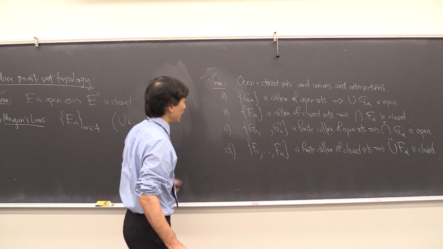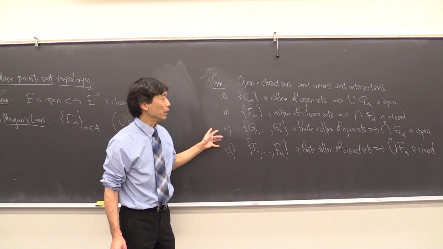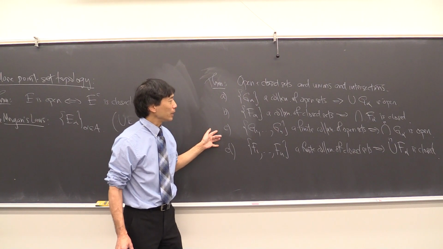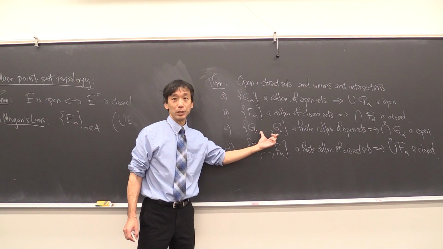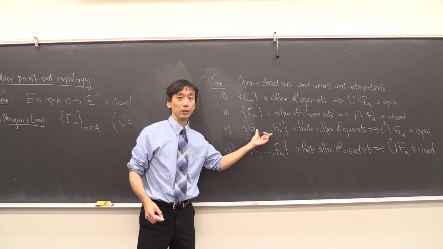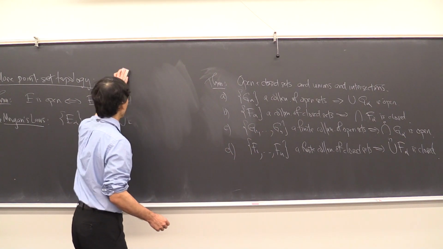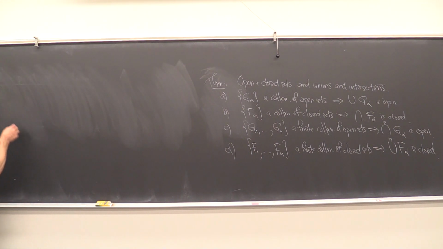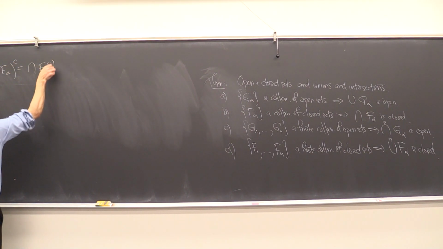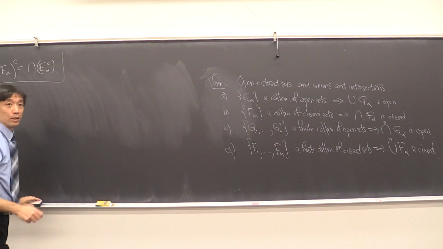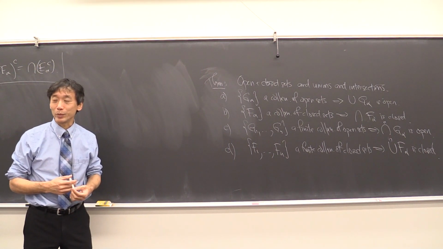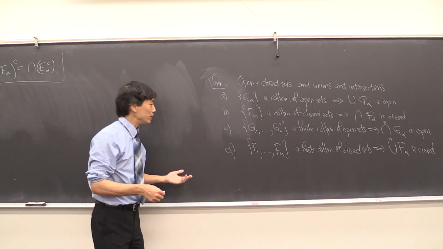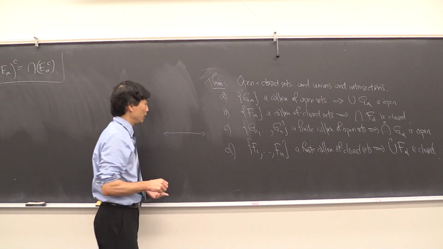And in these last two, the finiteness is really important. So, can anyone think of an infinite collection of open sets whose intersection is no longer open? Anyone come up with an example of something like that? You've got a bunch of open sets. You can come up with one in, say, just in R.